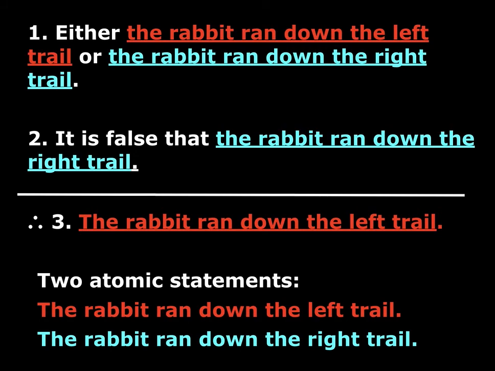Now what's interesting is that this whole argument only uses 2 atomic statements. I've sort of color-coded them red and blue here. The first premise puts those 2 atomic statements kind of together with an either or. The second one puts the blue atomic statement kind of together with this, it is false that, this operator. And the conclusion is just the red atomic statement by itself.